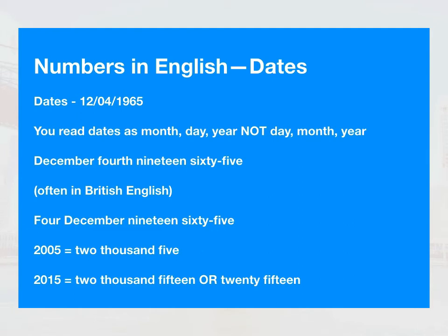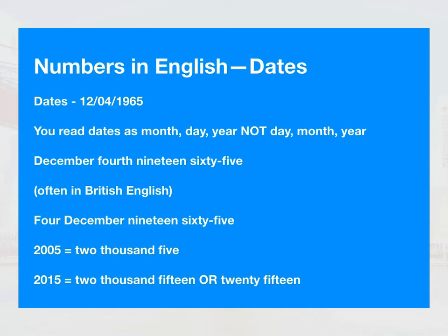Often in British English, they will reverse how it is said, not how it's written, but they'll say the 4th of December 1965. Saying the year: 2005, 2015, or twenty fifteen. So you see some examples.